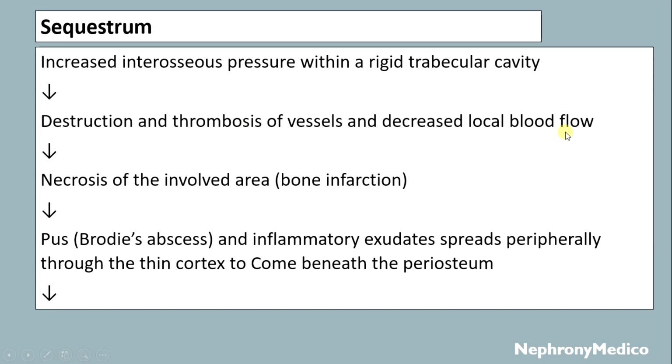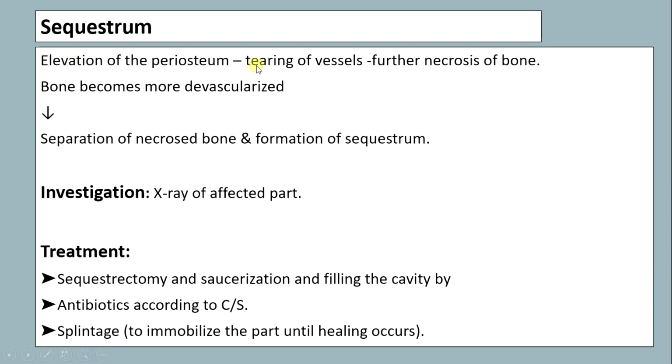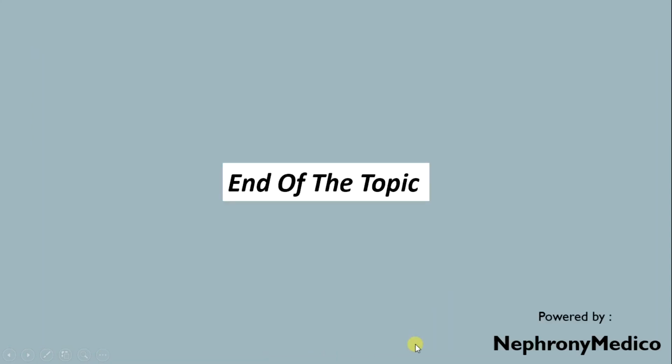There is destruction and thrombosis of the vessels and decreased local blood flow, and there is necrosis of the involved area, and pus and inflammatory aggregates spread peripherally through the thin cortex to come beneath the periosteum, and there is elevation of the periosteum leading to tearing of the vessels and further necrosis of the bone. The bone becomes more devascularized, and there is separation of the necrosed bone and formation of sequestrum. Investigation includes X-ray of the affected part, and the treatment includes sequestrectomy, suturing and filling the cavity, antibiotics according to C&S, and splintage to immobilize the part until healing occurs. End of the topic.